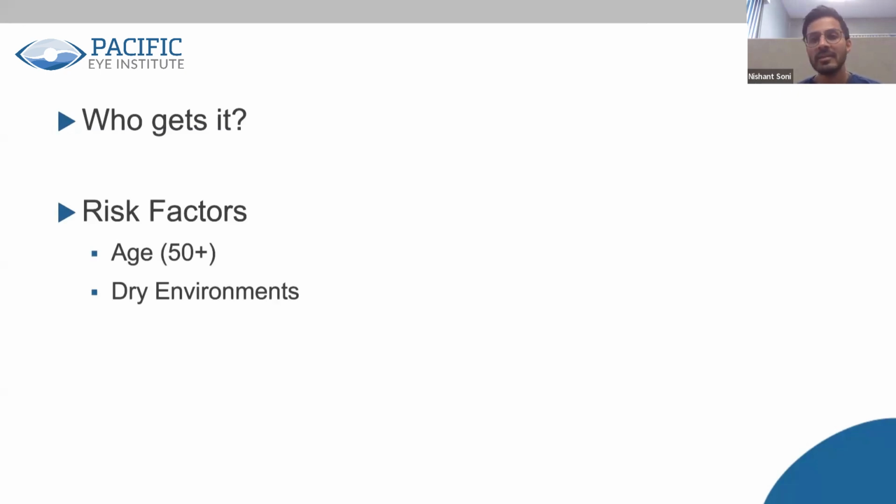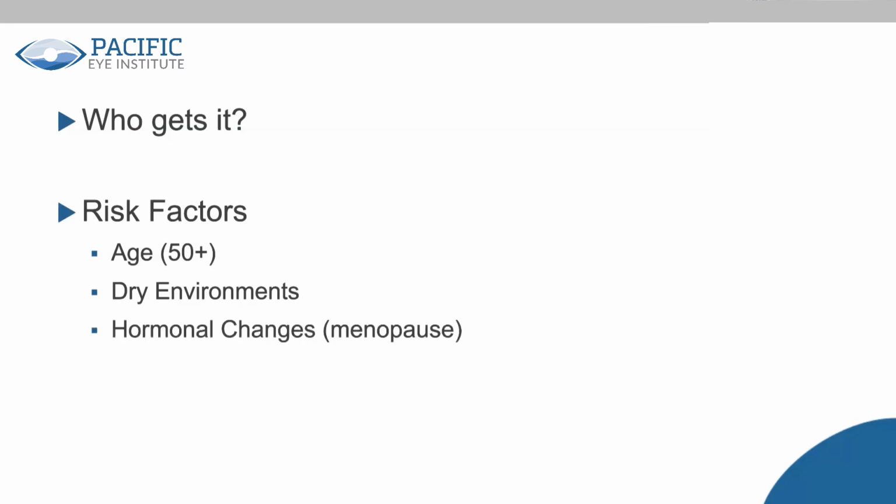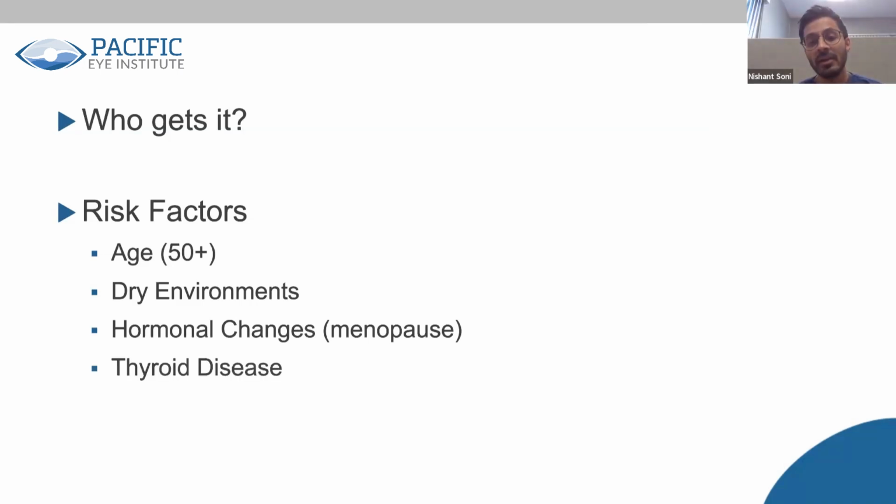Some patients say, "Oh, when I go up to Seattle to visit my family, I feel fine, and then when I'm back in Southern California, it feels very dry," and that's a very common thing. You can also get more dry eyes as you have hormonal changes, such as during menopause. And thyroid disease. Thyroid disease is very common, and that can lead to dry eyes. There is a connection there.